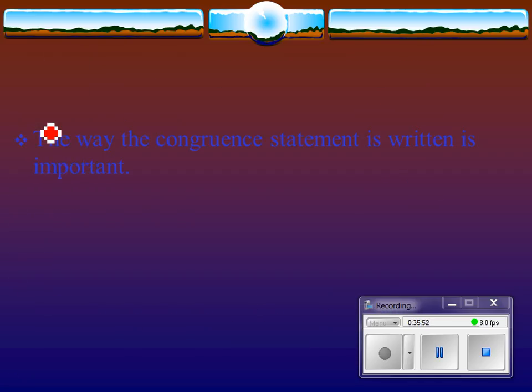All right, write this down. The way the congruency statement is written is important. I'm going to tell you what a congruency statement is. All right, draw a couple of triangles here with it, because we're going to use those.